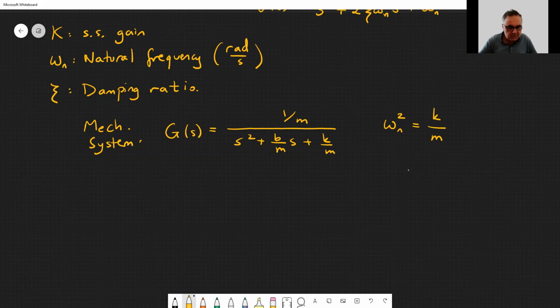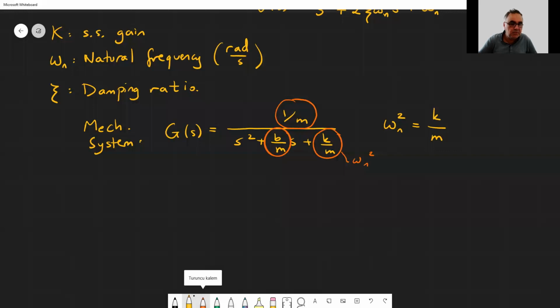Let me just do the following. We have three things, 1 over M, B over M, and K over M. Now, we found that this is omega n squared. Let's look at this 1 over M. 1 over M can be written as, if you like, 1 over M times, we multiply and divide by K. So we get 1 over K times K over M.